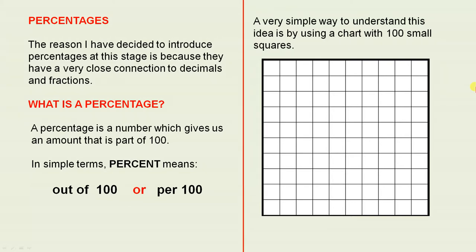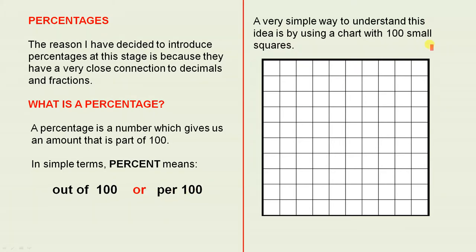A percentage is a number which gives us an amount that is part of 100. So it's something which is out of 100. It's a smaller number, but it is really a fraction of 100. So in simple terms, percent means out of 100 or per 100.